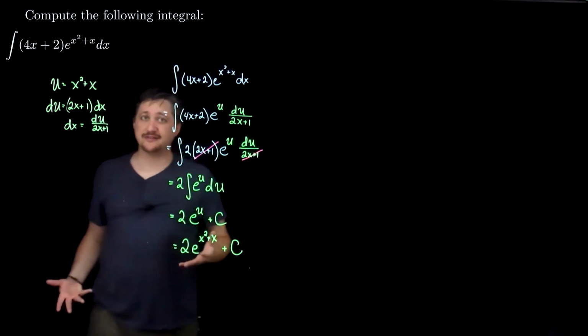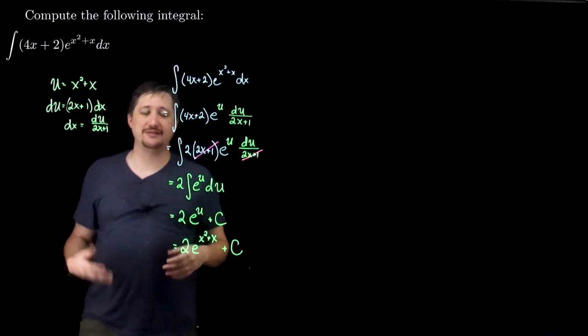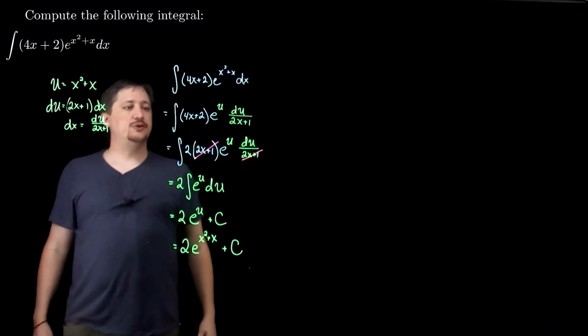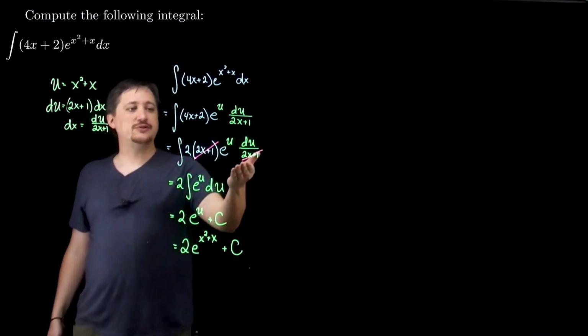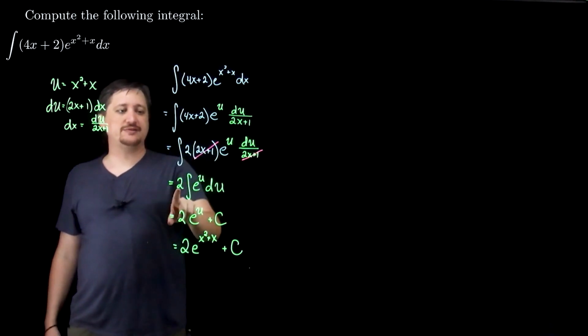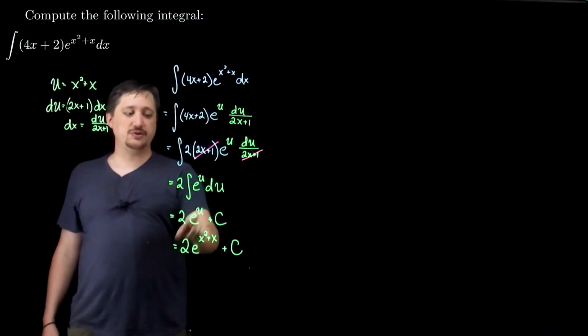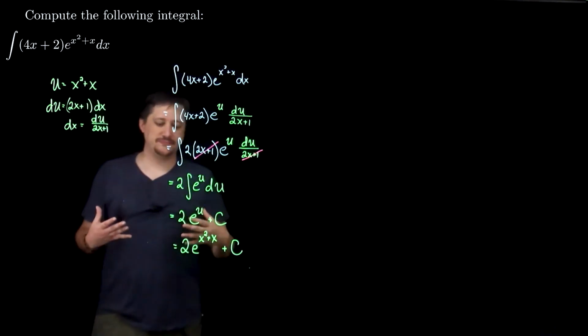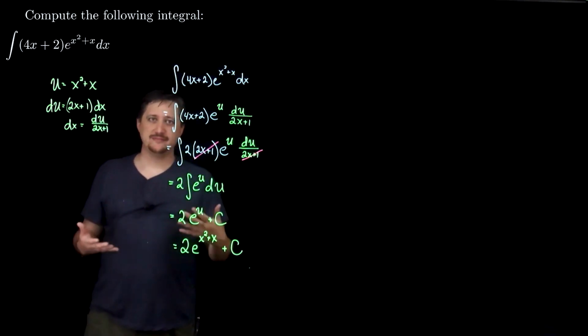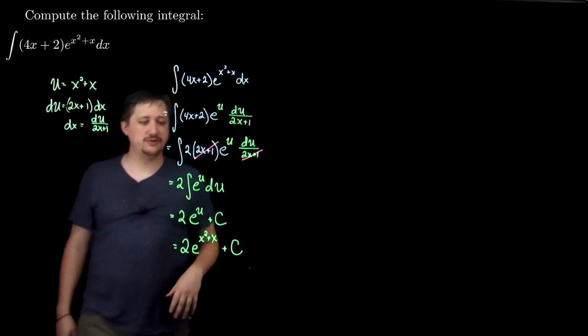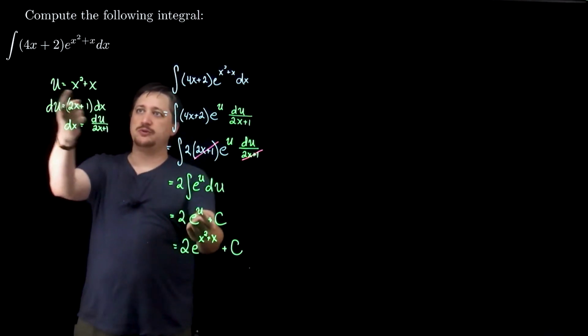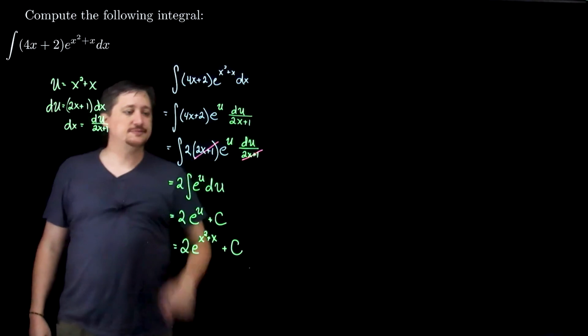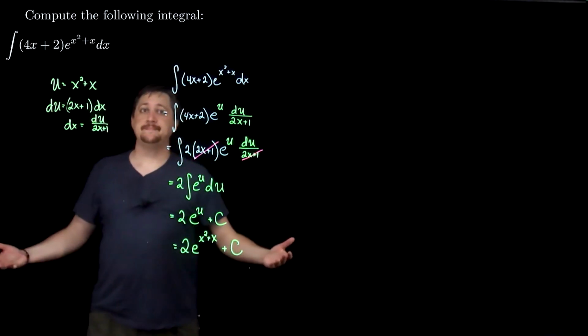If I can't do that, then it's not a good u sub, or it's at least not a full u sub. So fortunately, that worked. Those canceled. I can pull the 2 out because it's a constant, and that gets me e to the u. The integral of e to the u is e to the u plus c, because it's still an indefinite integral, and I want all the antiderivatives. And then replace u with what I originally made it, x squared plus x. Okay, so that is that.